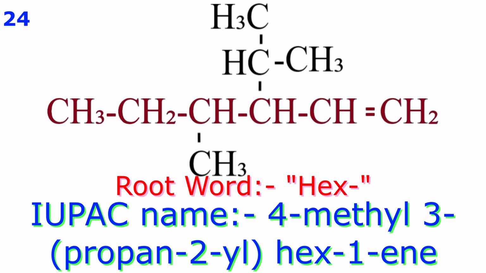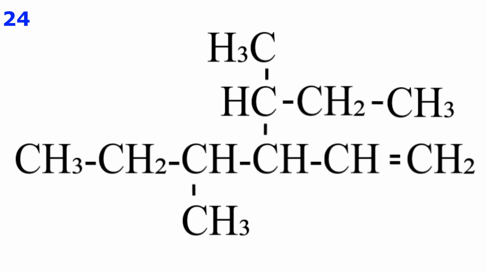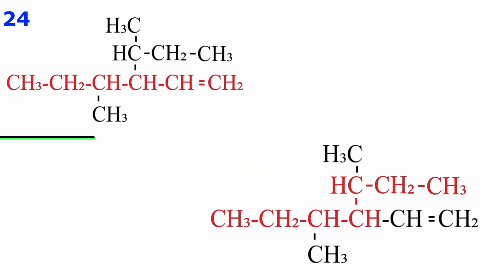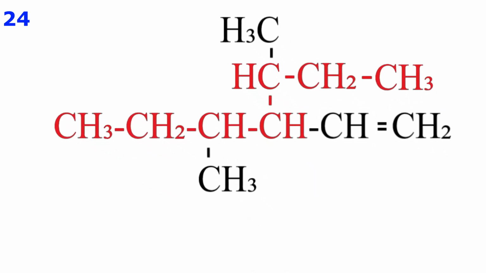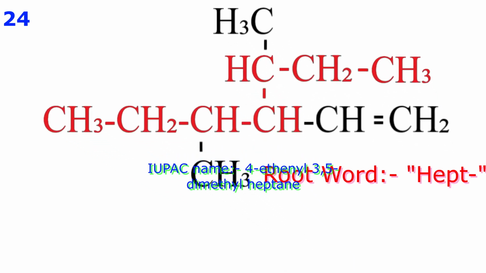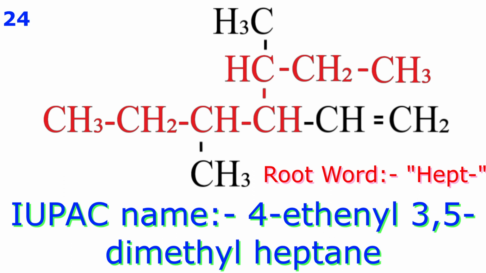Friend, the double bond has more priority than the triple bond. However, the longest chain must be selected as the parent chain, irrespective of whether it contains multiple bonds or not. Friend, follow the screen. In the following molecule, the longest chain contains no double bond. It is to be selected as the parent chain since it contains more carbons.